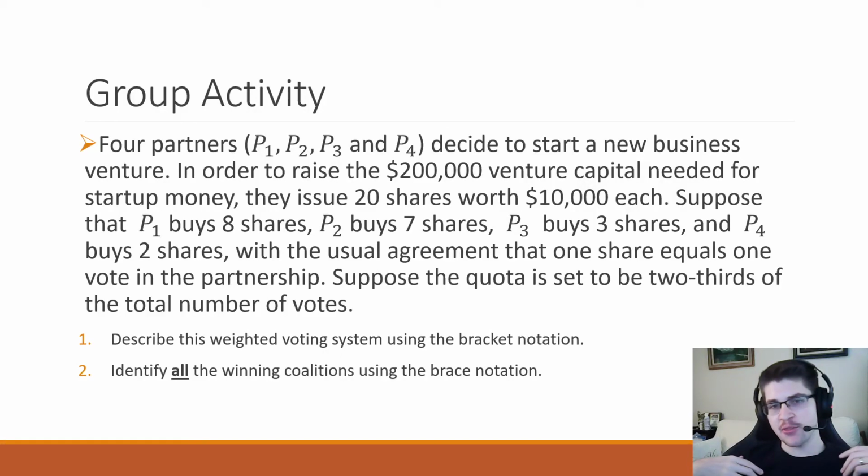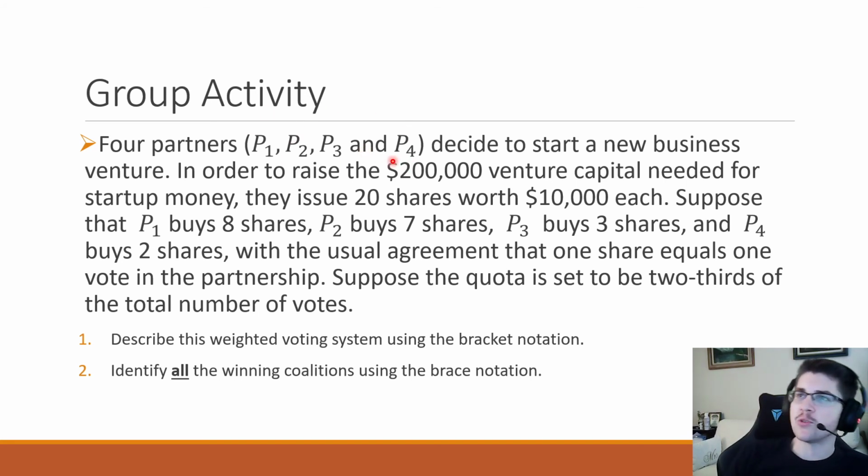Next up, I wanted to actually run through an example of looking at a simulated problem and trying to extract all this information we've been talking about and write it all down. In this problem, it says that four partners, P1, P2, P3, P4 for our player reference numbers, decide to start a new business venture. In order to raise the $200,000 capital needed for startup, they issue 20 shares worth $10,000 each. And right, 20 times 10,000 should be 200,000.